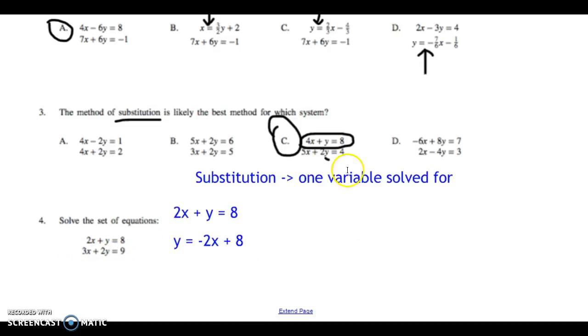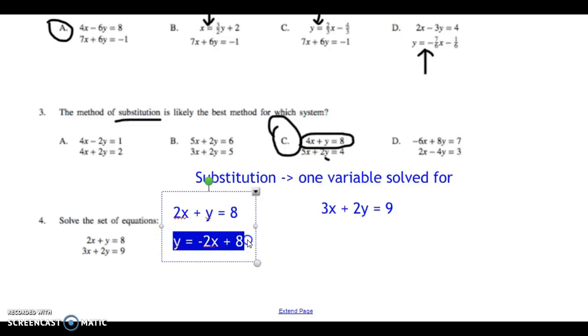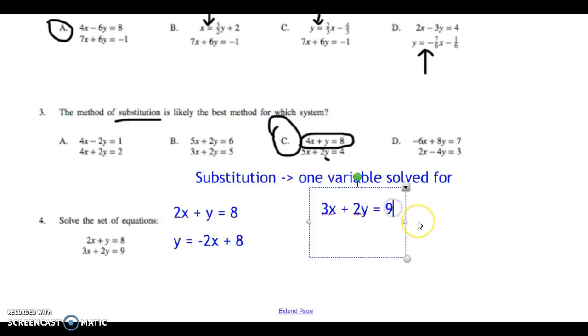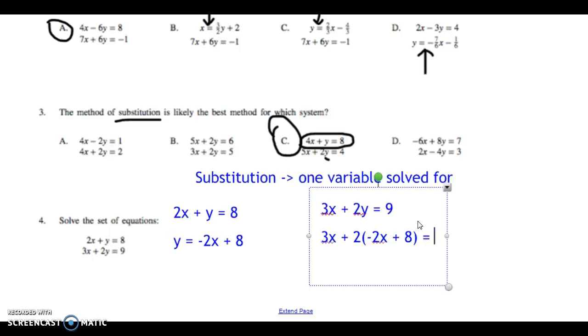I'm going to take the other equation, which is 3x plus 2y equals 9, and I'm going to substitute the y value that I just found into that equation. So I'll actually take this value, negative 2x plus 8, I'll copy it, and underneath here I'll write 3x plus 2, but instead of writing y, I'll write down the value of y that we found, equals 9.